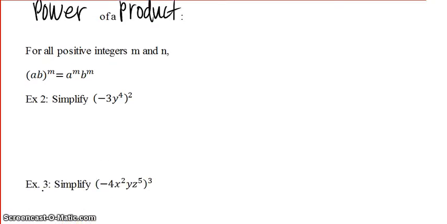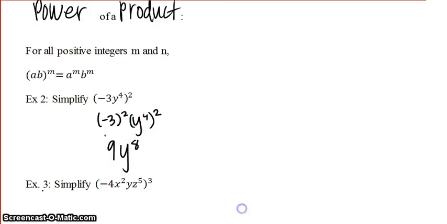So this one, we kind of break it up. So we're basically saying -3 squared, because again, this is squared, so that means that everything inside is squared. So I'm going to take -3 and I'm going to square it. I'm also going to take y to the 4th, and I have to square that as well. So we know that -3 squared is a positive 9, because that's a -3 times a -3. And then we know that y to the 4th to the 2nd, that's a power to a power, which we just did, which means we multiply, so we get y to the 8th.